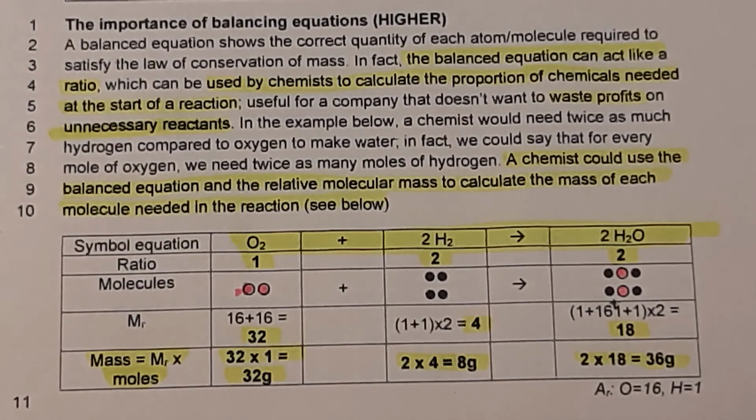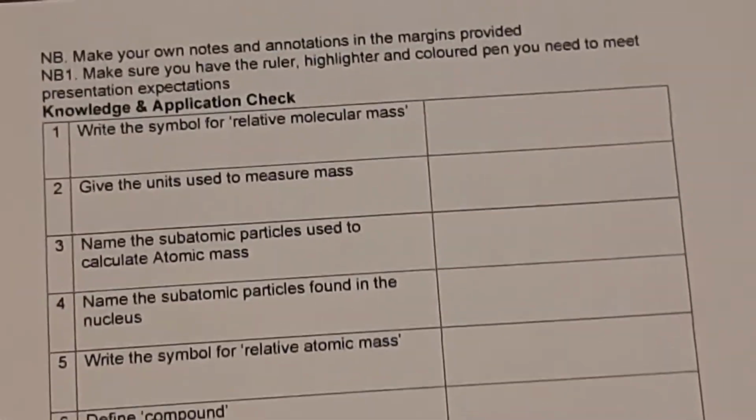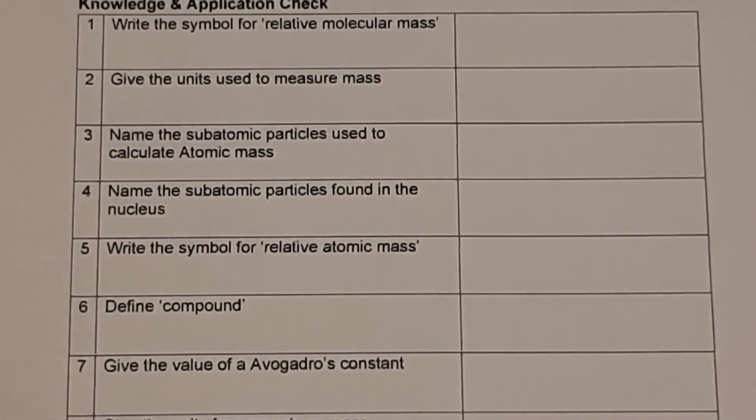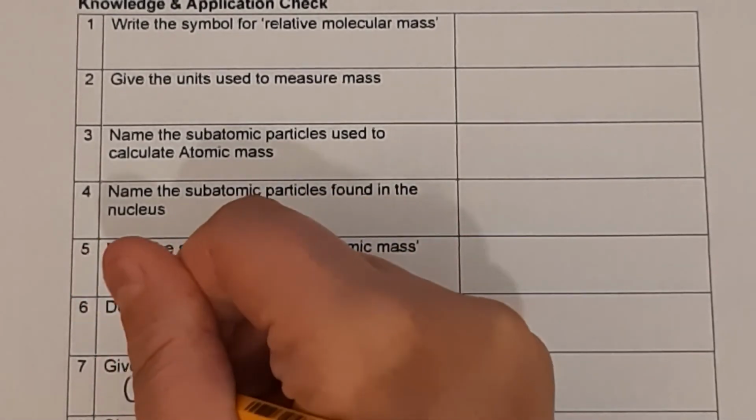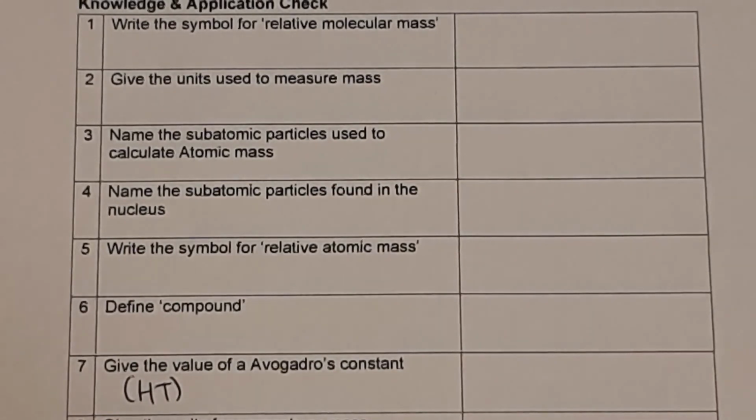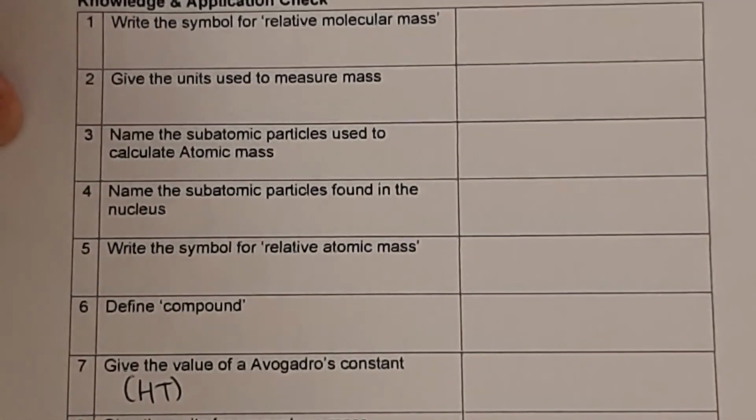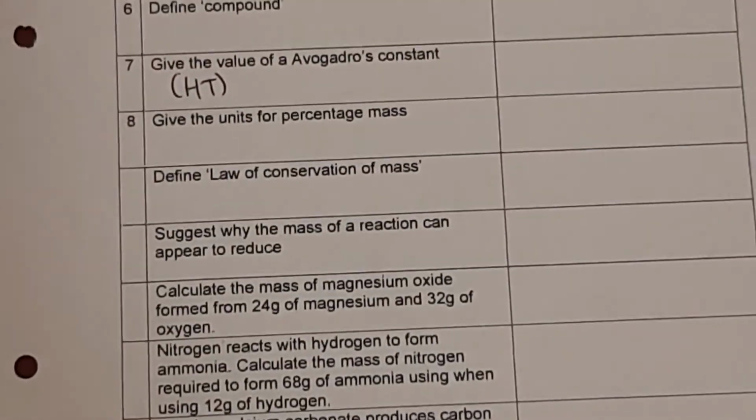So what we're going to do now is move on to the knowledge and application check on page 18, regardless of whether you're foundation tier or higher tier. However, there are a couple of questions that are higher tier content. So question 7 is a higher tier question. If you're a foundation student, don't worry about question 7. And also question 12, and yes, we have run out of numbers again, so you will need to write them in.